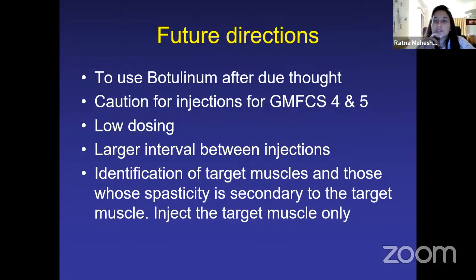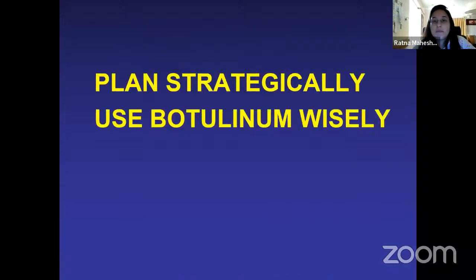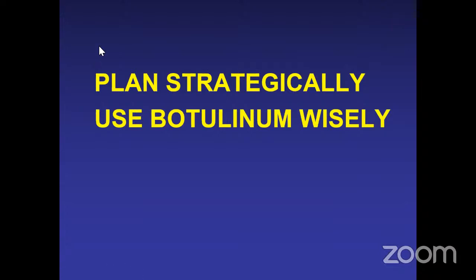Caution for injections in groups 4 and 5: use lower dosing with a larger interval between injections, identify the target muscles correctly, and manage the spasticity at that level. Thinking of balance between the joints is very, very important. Plan strategically and use this injection very wisely. That would be all. Thank you.